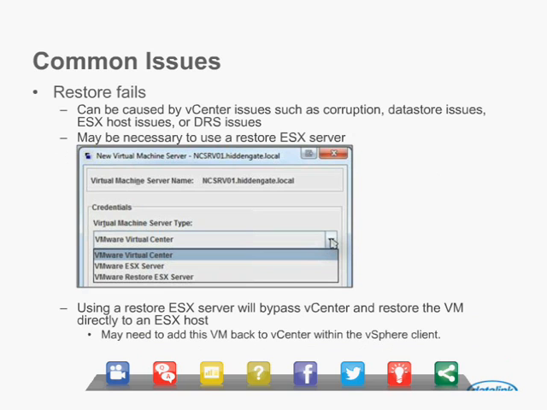Restore fails. This can be caused by vCenter issues such as corruption, data store issues, network issues, ESX host issues, or DRS issues. It may be necessary to use a restore ESX server, and this was the option that I pointed out earlier. So when you're going through, you're going to define your new VMware restore ESX server. This will bypass vCenter and restore the VM directly to an ESX host. This bypasses vCenter and any issues that might be in vCenter, and then you can bring it back into vCenter. You may need to add this back into vCenter within the vSphere client manually.